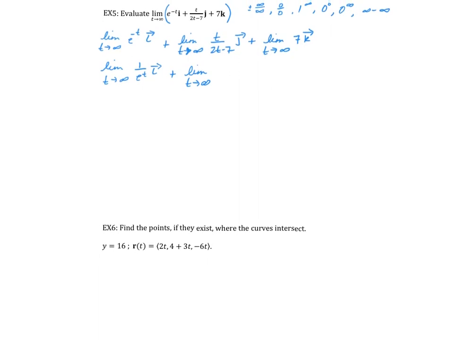So here I have two choices. Since I got an infinity over infinity, I can use L'Hopital's rule, take the derivative in the numerator and denominator, or I could simply divide top and bottom by t, and this can be written as 1 over 2 minus 7 over t, which is what I'm going to do. And then the limit of a constant is a constant, so the limit here is just going to be 7k.